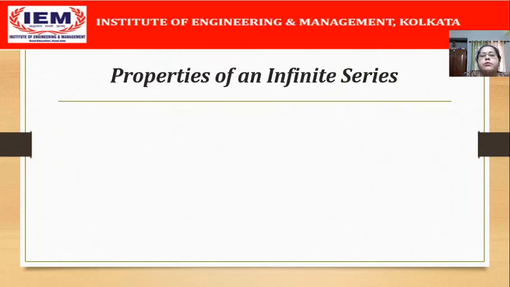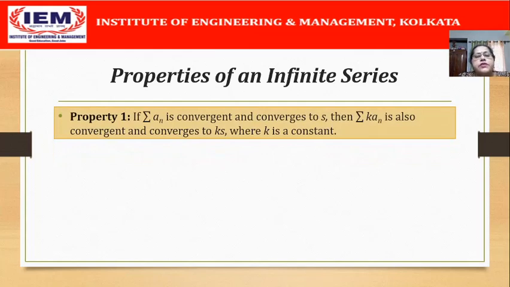Next, let us look into some properties of an infinite series. Property number 1: if sigma a_n is convergent and converges to S, then sigma k a_n is also convergent and converges to kS, where k is a constant. So what does it mean? It means that if we have a convergent series whose sum is S, and every element of the series is multiplied by a constant k, then the series still remains convergent, and the sum of the series is also multiplied by k, so it is kS.